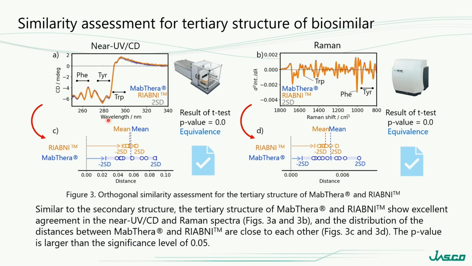This slide shows the results for tertiary structures, near UV-CD spectrum and Raman spectrum. Raman spectra contain information on the phenylalanine, tyrosine, and tryptophan environment. Similar to secondary structure, the tertiary structures of the innovator and the biosimilar show excellent agreement in both near UV-CD and Raman spectra. And the distributions of distances are close to each other, and the p-value is lower than 0.05. So there is equivalence between the innovator and the biosimilar.